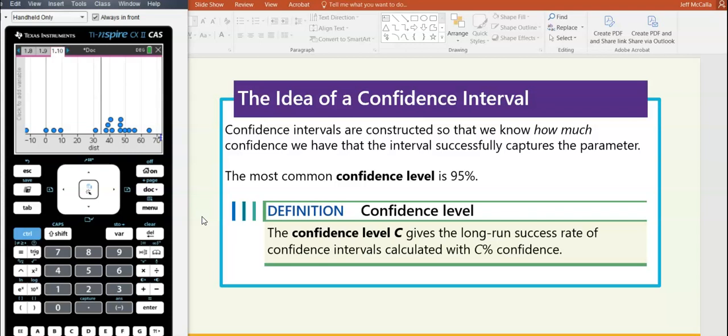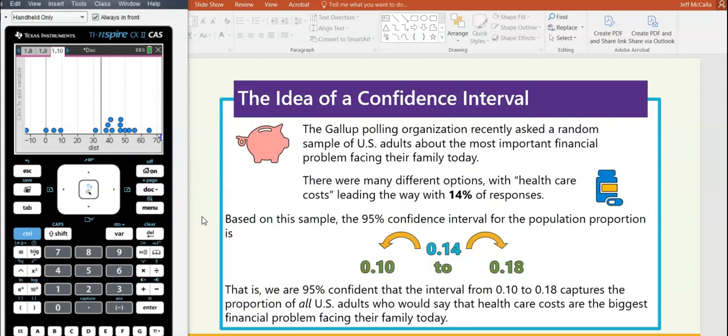So usually we tend to go towards like 90% confident or 95% confident. The most common one's 95%. So that confidence level gives the long run success rate that the confidence interval correctly calculates that the true mean is going to be in that interval somewhere.